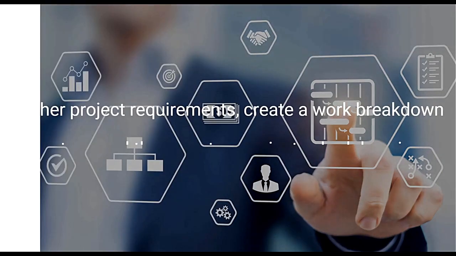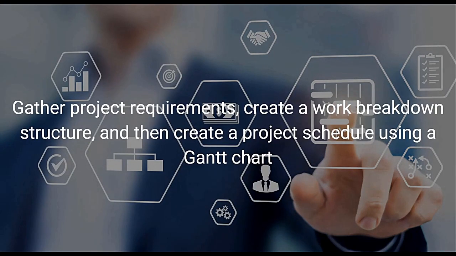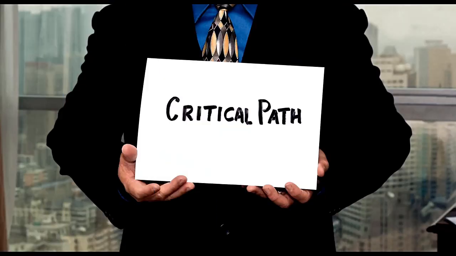An example of the project schedule processes in action can be seen in the construction of a new building. The project manager would gather project requirements, create a work breakdown structure, and then create a project schedule using a Gantt chart. The project manager would then identify the critical path, which may include tasks like laying the foundation, erecting the steel frame, and installing utilities.